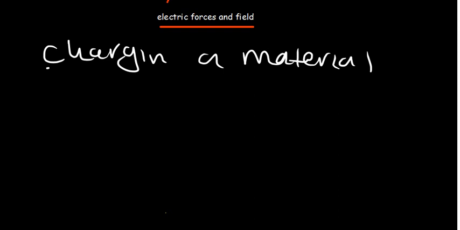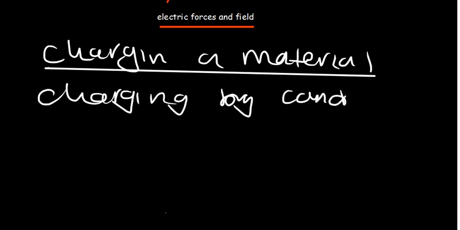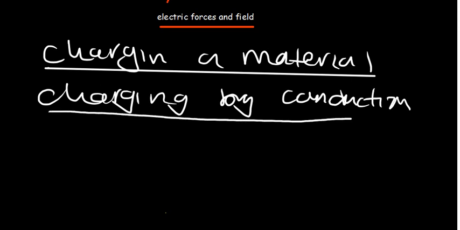Basically we have only two methods which we can use to charge a material. The first method is charging by conduction. How can you charge a material by conduction? When you hear the word conduction, we know that two materials or two objects have to be in contact.